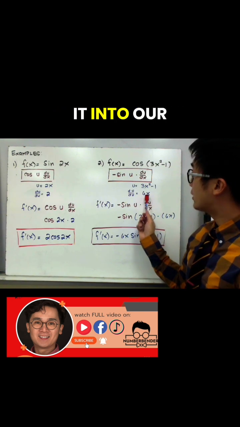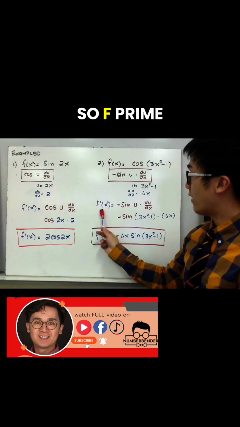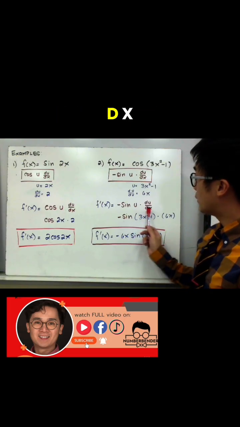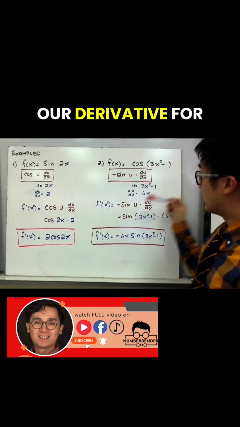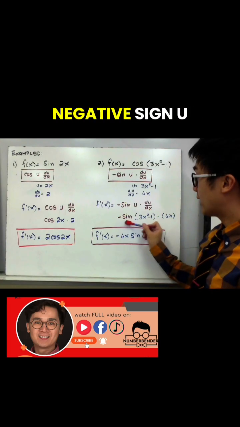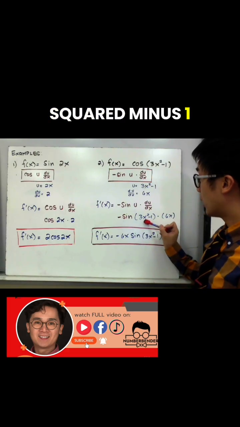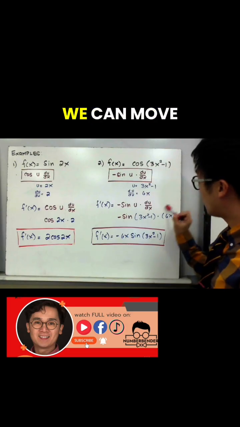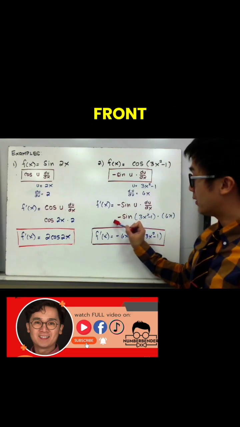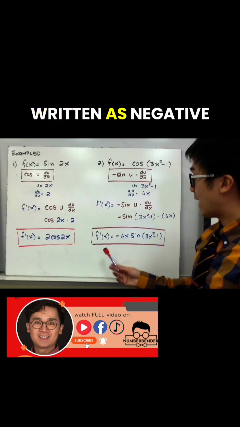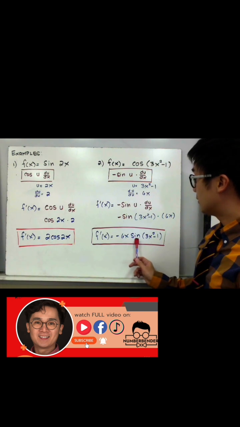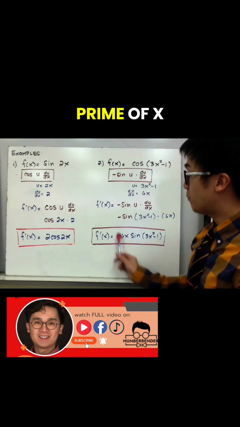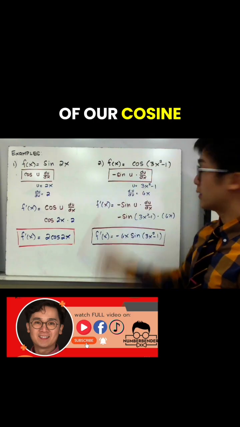By plugging it into our derivative function, f prime of x is now negative sine u du dx. By replacing u and du dx from the previous step, our derivative for cosine of 3x squared minus 1 will be negative sine of u, which is 3x squared minus 1, times du dx, which is 6x. To further simplify this, we can move 6x to the front, so the derivative function can be written as negative 6x sine of the quantity 3x squared minus 1. So this is f prime of x, the derivative of our cosine u.